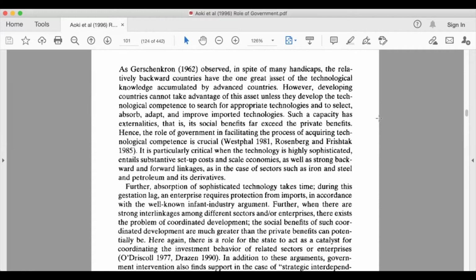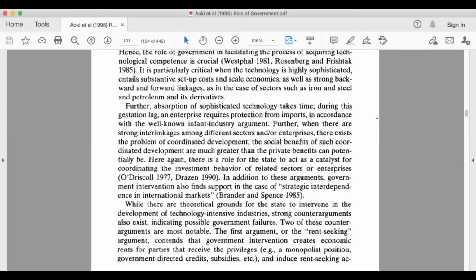"It is particularly critical when the technology is highly sophisticated, entails substantive setup costs and scale economies, as well as strong backward and forward linkages, as in the case of sectors such as iron and steel and petroleum and its derivatives." When you have these advanced technologies involving complex technological knowledge and an assemblage of elements required to make them work properly, requiring things like fuel, land, maybe access to water, other types of equipment, skilled technicians, all of these kinds of things, plus scale economy.